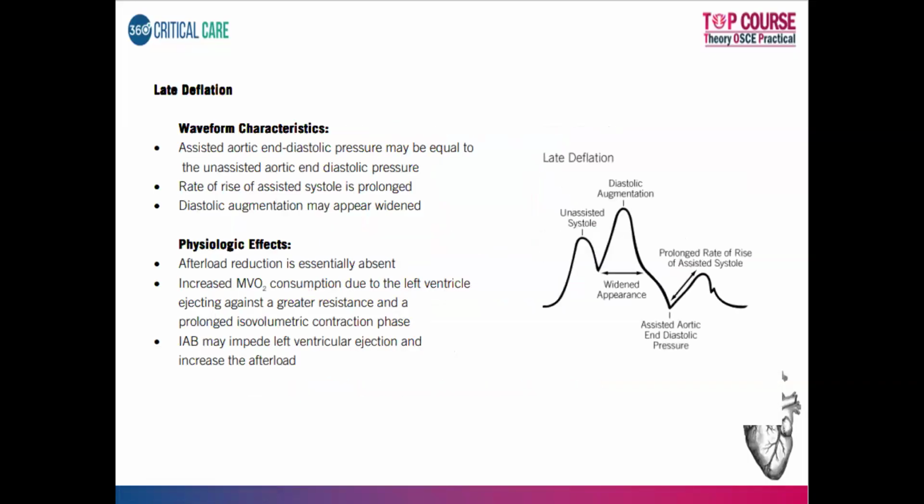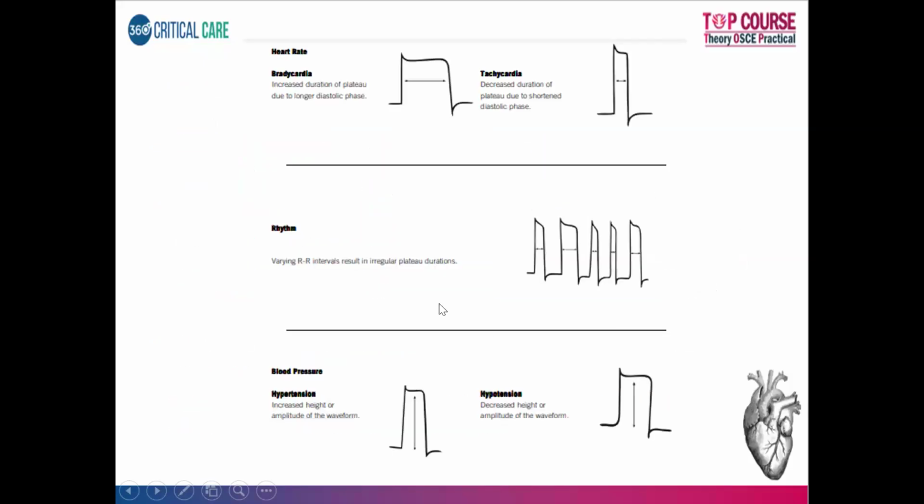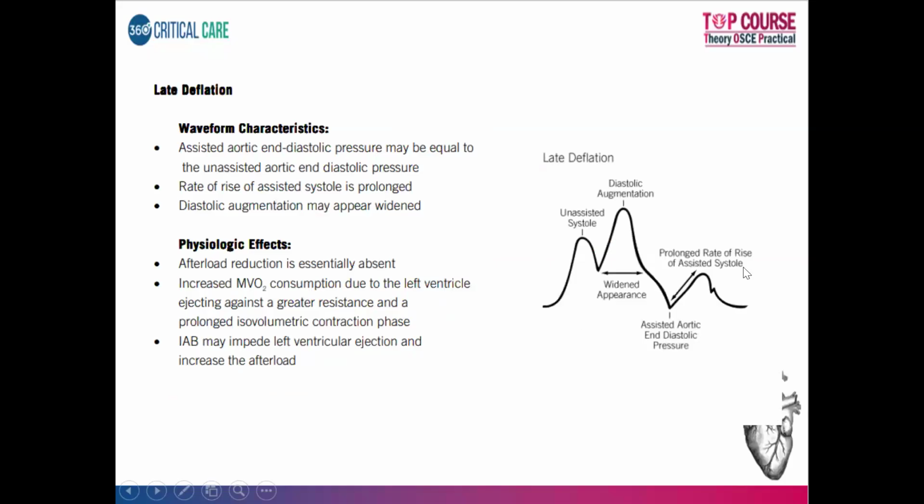So what happens in late deflation? The assisted aortic end diastolic pressure may be equal to the unassisted aortic end diastolic pressure. The diastolic augmentation will appear to be wider. There will be a rise in assisted systole in the prolonged period. If you can see here, this part is slightly pushed up.